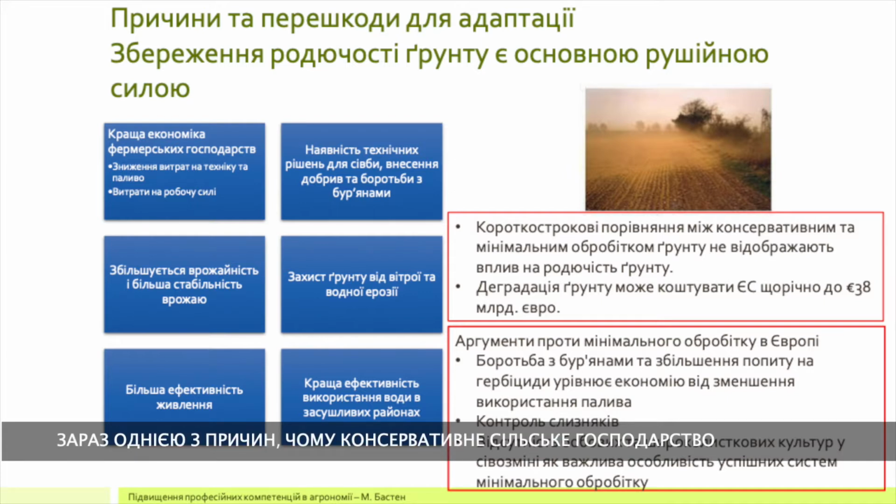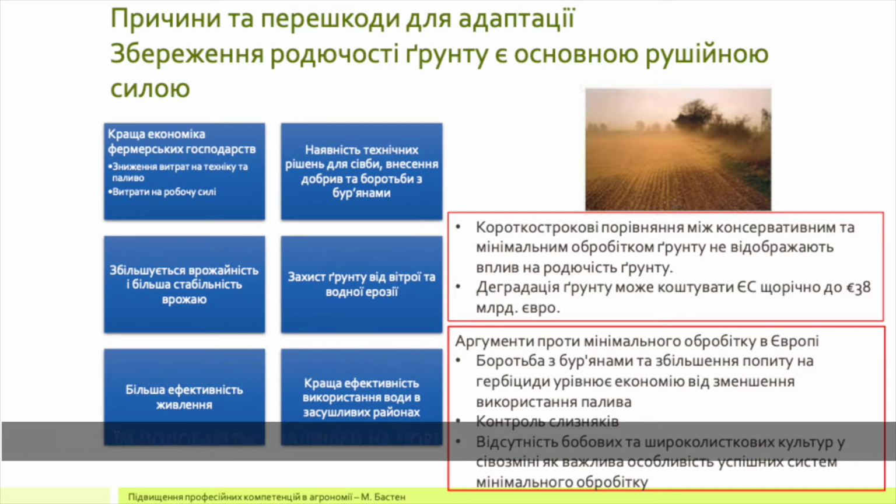Now, one reason why conservation agriculture hasn't been adopted too much in Europe could be that there are, of course, objections, like weed control becomes more challenging. We talk quite often about the increase of herbicide use. So this might even offset the benefits of fuel saving. There are some problems with slugs, because the residues on top of the soil can propagate them better and so on.